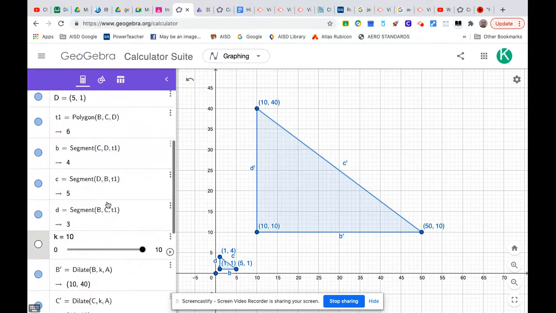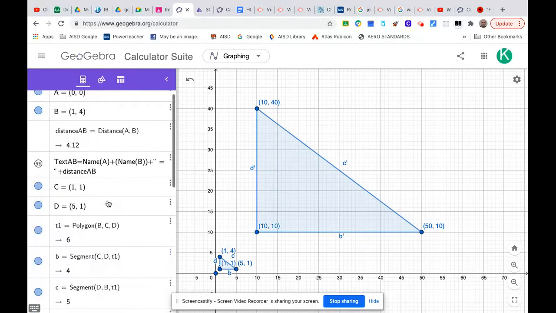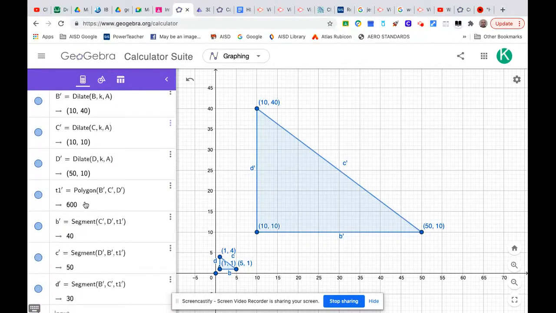The last thing is, what happened to the area when we dilated by a factor of 10? Well, the original area was 6, but now the new area is 600. And that kind of makes sense because each of the dimensions got multiplied by 10, so that means the total area gets multiplied by 100. So that is the visual of dilation, and let's just get to the nuts and bolts.